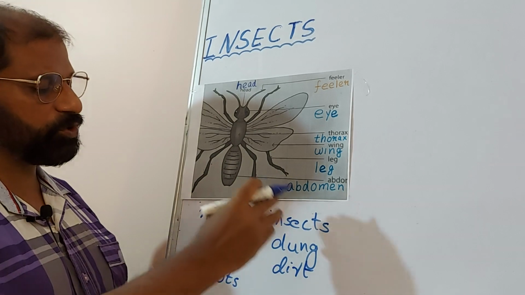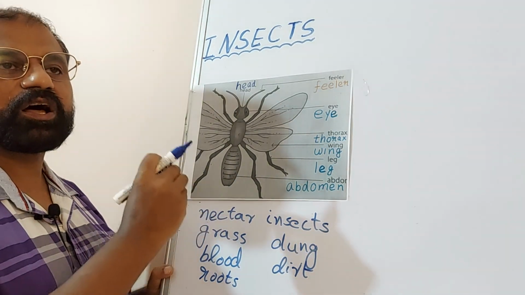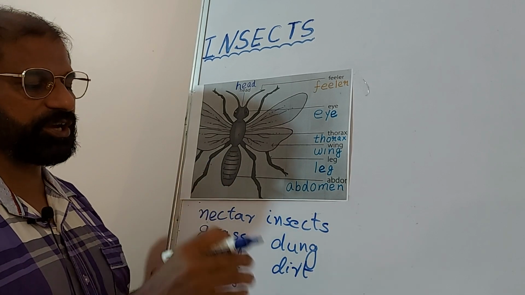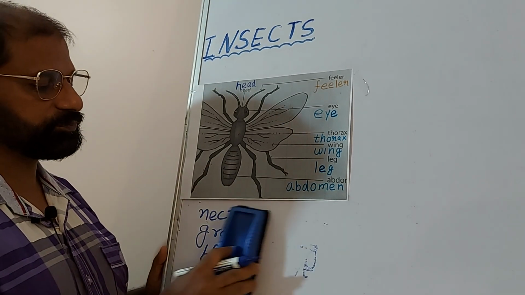So these are the food the insects eat: nectar, grass, blood, roots, insects, dung and dirt.